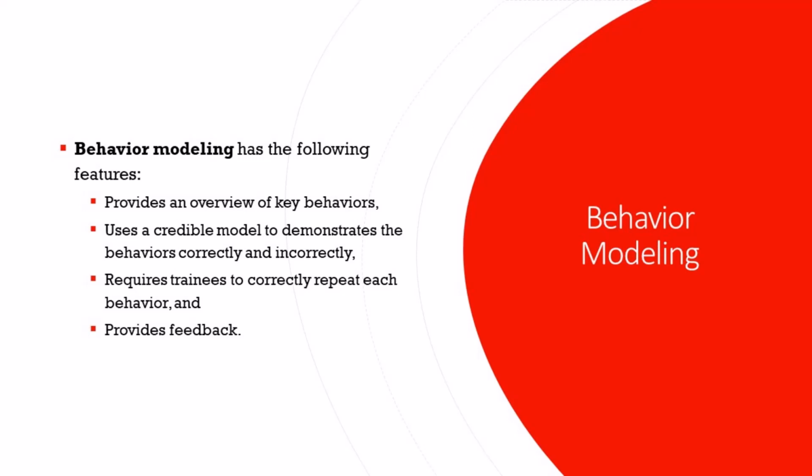Behavior modeling is the final demonstration-based training method that we'll cover in this two-part lecture. It is based on social learning theory, which suggests we learn by observing others and the consequences of their behavior. Using this method, trainers start by providing an overview of the key behaviors that are required to complete a task, and then clearly demonstrating each one.